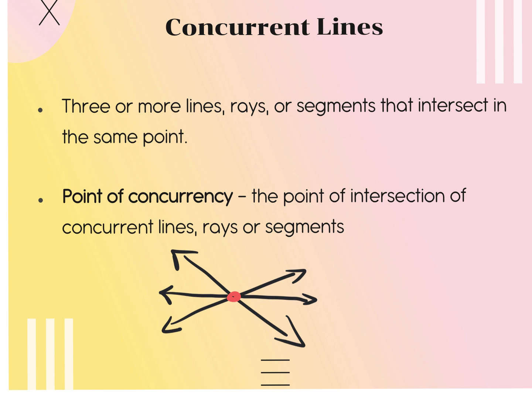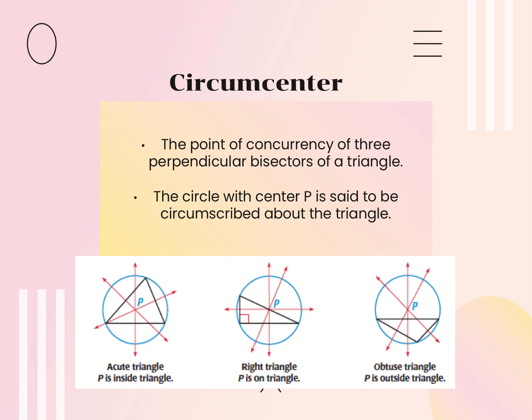So our first point of concurrency is called the circumcenter. And the circumcenter is the point of concurrency of the three perpendicular bisectors of a triangle. When you have the three perpendicular bisectors, if the triangle that you're drawing them in is an acute triangle, then the circumcenter will be located inside the triangle. And that's that first picture at the bottom.